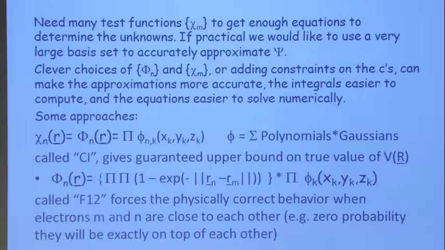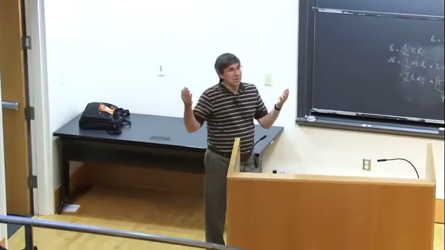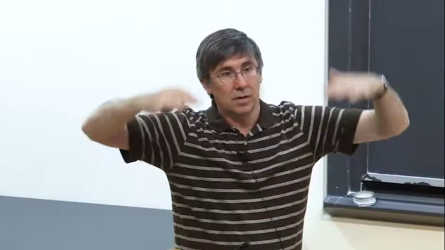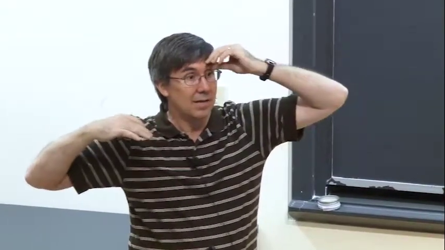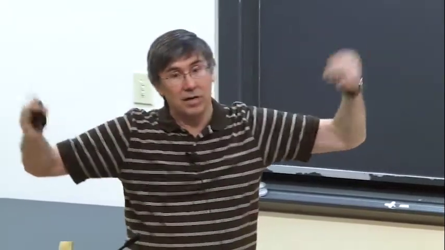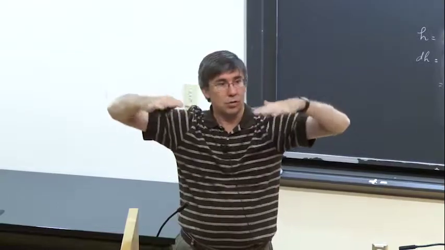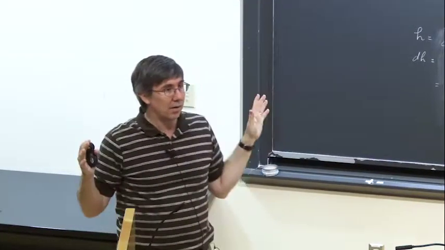And you can also guarantee that whatever solution you get for V of R will be an upper bound on the true value of V of R. So it gives you a way to tell if you're doing better. In fact, if you add more basis functions, V of R will always drop because you get closer to the truth. If your computer gets bigger or your numerical method's faster, you can include more terms, and you always make your V of R get closer and closer to the true value. So that's a really nice property.